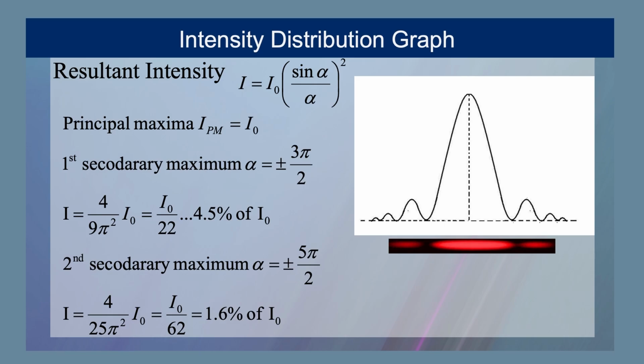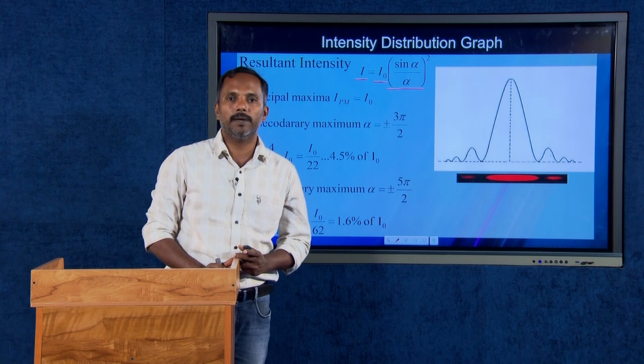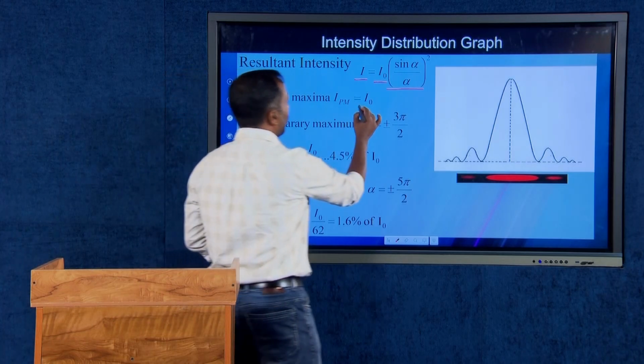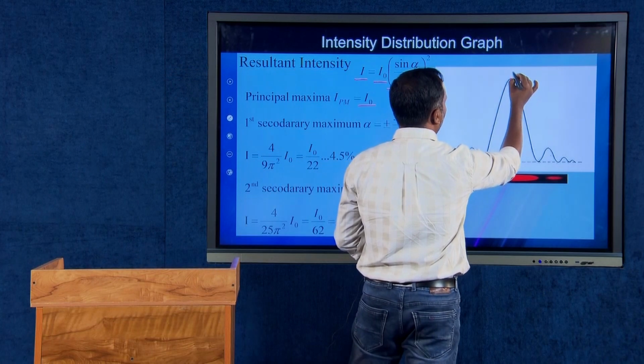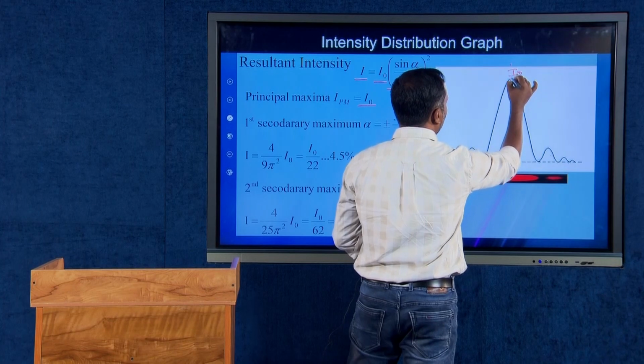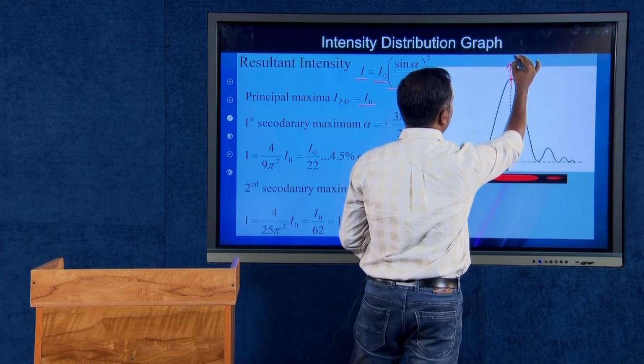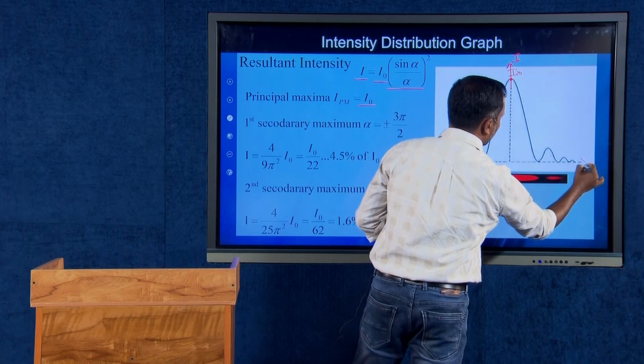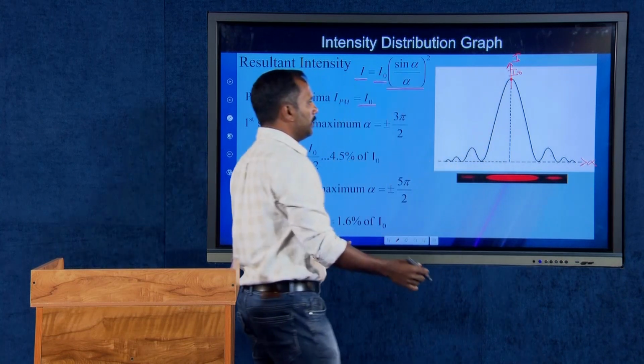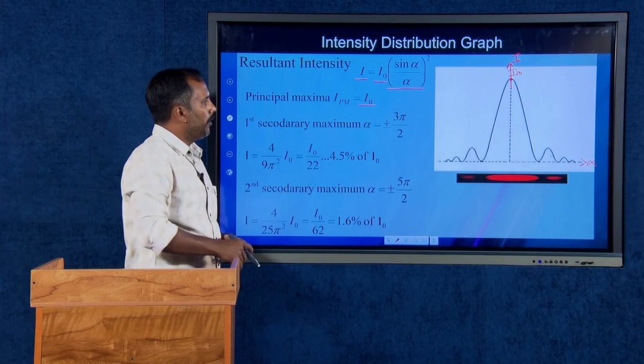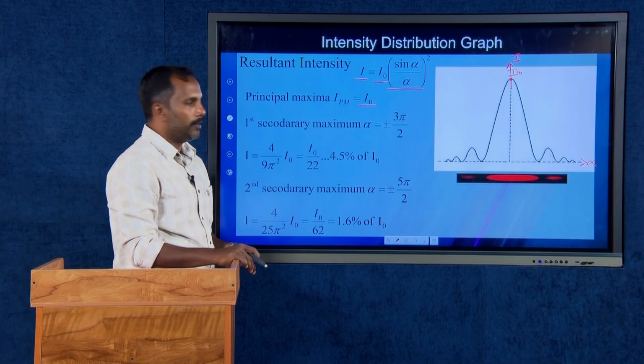Now, let us see the intensity distribution graph. Again, we are starting with the resultant intensity equation, I is equal to I0 (sin alpha divided by alpha) all squared, and we know, as already discussed in the last lecture, that the intensity of the principal maxima is I0. Therefore, the maximum point here is I0. Here I am plotting intensity on the y axis, and on the x axis we are plotting alpha.